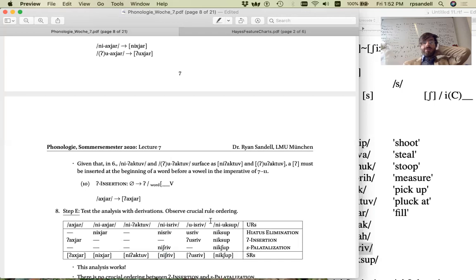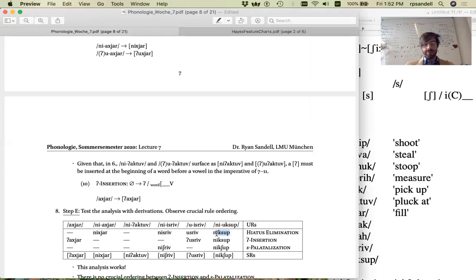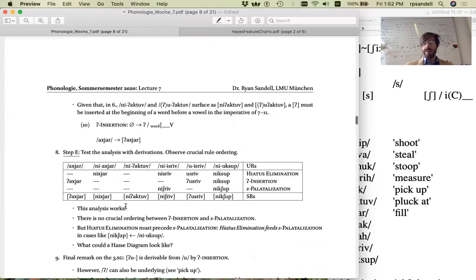And finally, the first singular form of row number 11 shows us the application of both processes once again. So there actually shouldn't be anything on this line that's the same form. We see first hiatus elimination applies, giving us niksup, the u is deleted, and that allows for s palatalization to apply, giving us nikshu. So this analysis allows us to correctly derive all the forms.